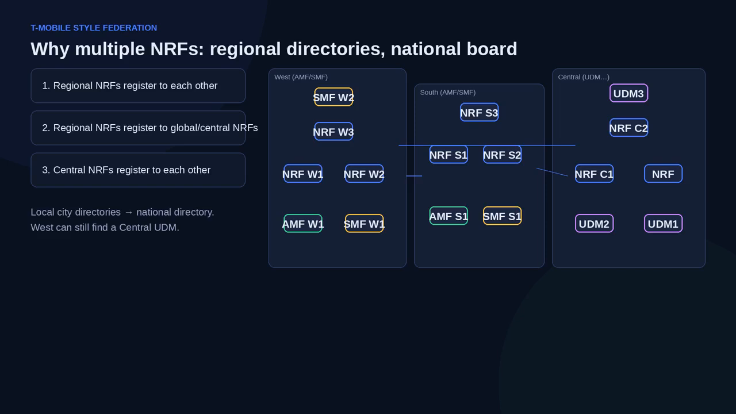Picture local city directories connected to a national directory. A clerk in the West can still find a central UDM because the directories are federated. The diagram shows layered NRF nodes, W1, W2, W3 in the West, S1, S2, S3 in the South, C1, C2, and peers in Central, with many thin links between regions. Those links are the federation fabric. Without them, discovery stays trapped inside one metro. With them, an AMF in the South can still resolve a UDM living in Central, and the core stays one logical service mesh even when hardware is geographically split.